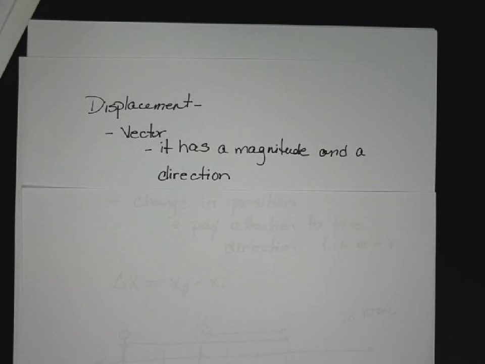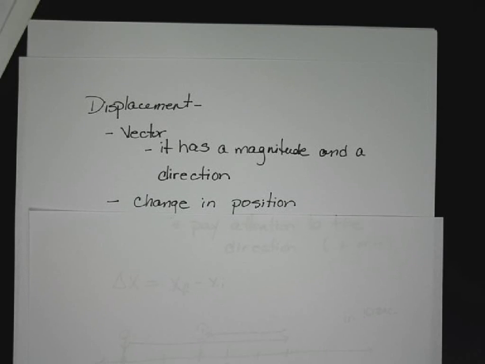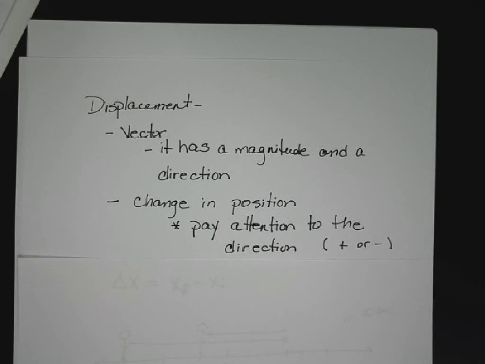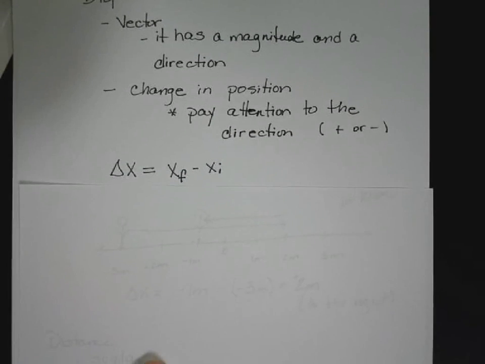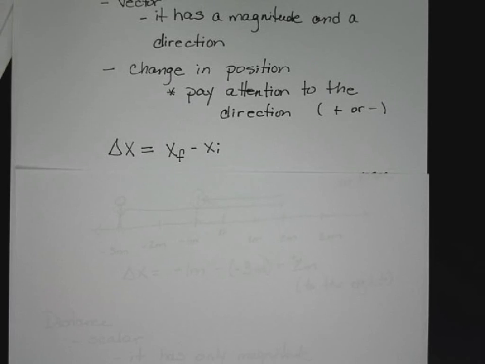All right, so displacement is a vector. It has a magnitude and a direction, and it is defined as the change in position. So we have to pay attention to the direction. Is it positive or is it negative? Let me define the equation. It's really simple. The displacement, the variable is Δx, is defined as the final position minus the initial position.